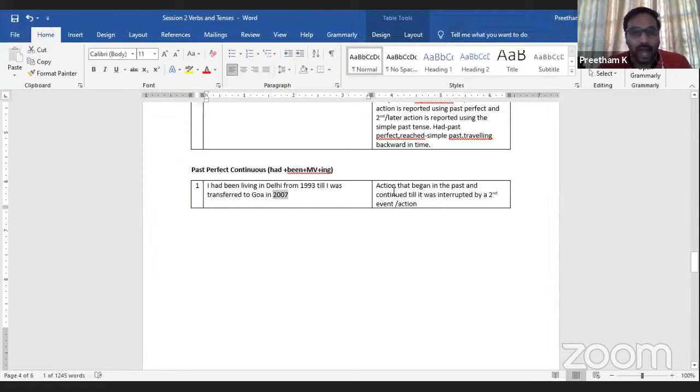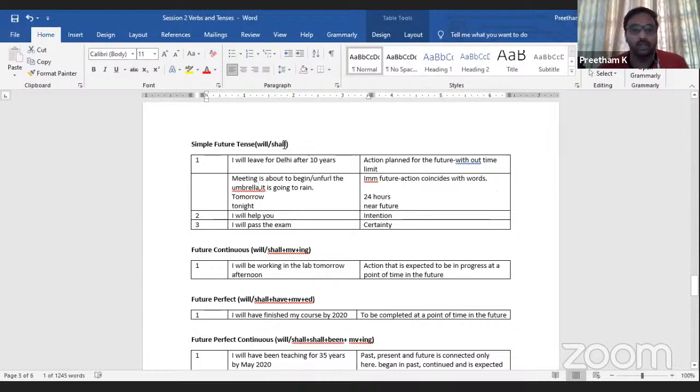So action that began in the past, which action? The person started living in Delhi, began in 1993 and continued till it was interrupted by the second event. It continued till 2007. So when you want to denote some continuity in the past events, use past perfect continuous tense.